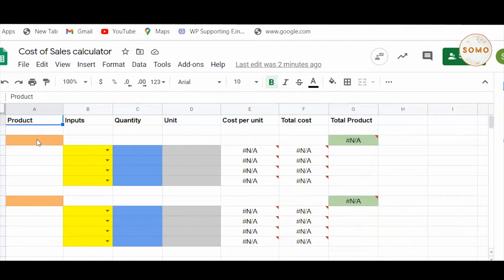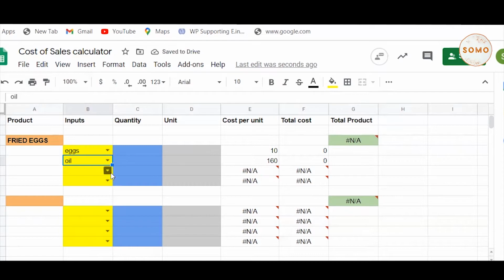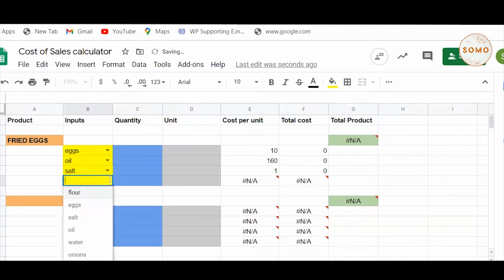Our first intermediate is fried eggs. For fried eggs, we will need eggs. We'll also need oil. We'll also need salt. We'll also need onions. These are the 4 ingredients we'll need to make fried eggs.